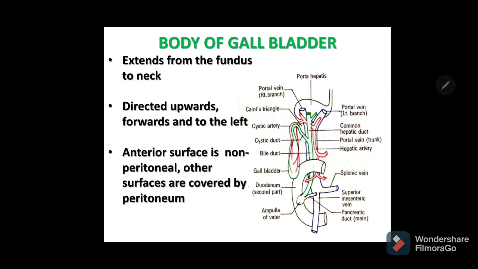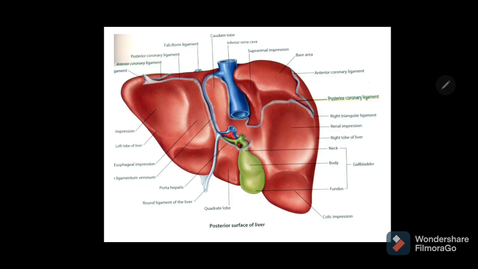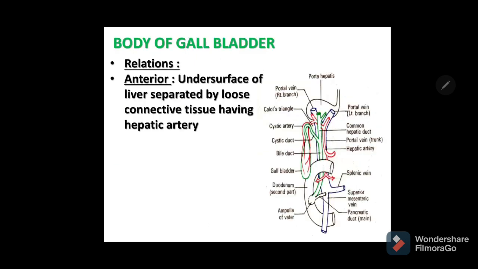The anterior surface is non-peritoneal because it is related to the fossa of the gallbladder, one of the non-peritoneal impressions of the liver. Only the posterior surface and lateral surface are covered by the peritoneum, whereas the fundus is entirely covered by peritoneum. Body only posterior surface and lateral sides. Anterior surface directly related to the visceral surface of the liver. You can notice there the three parts. And anteriorly the under surface of the liver, separated by loose connective tissue.